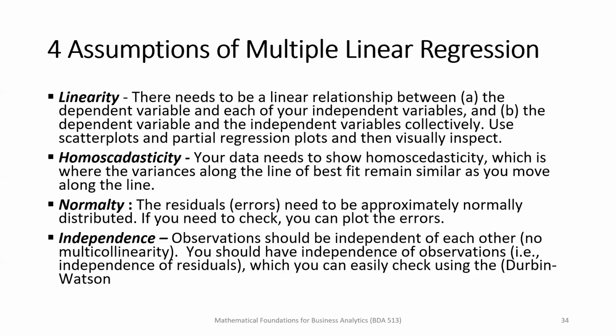And then we have what we call homoscedasticity. Your data needs to show homoscedasticity, which is where the variance along the line of best fit remains the same or similar as you move along the line. And then there should be normality.